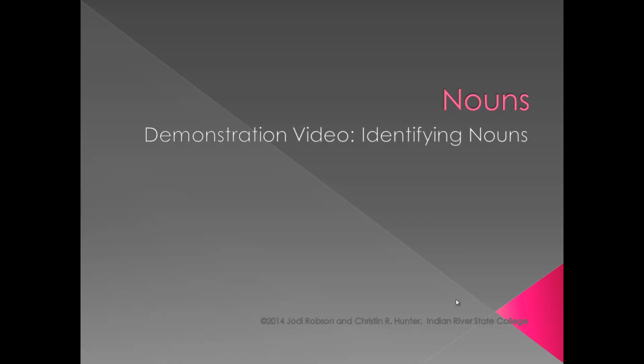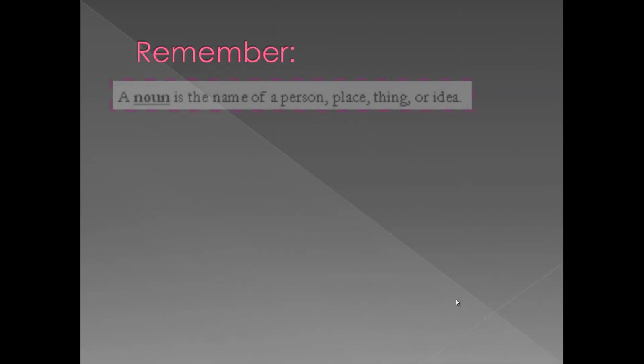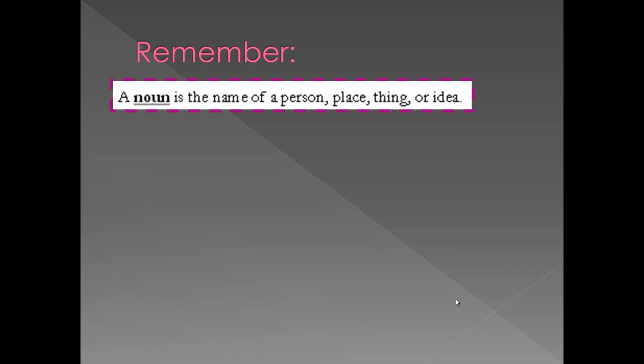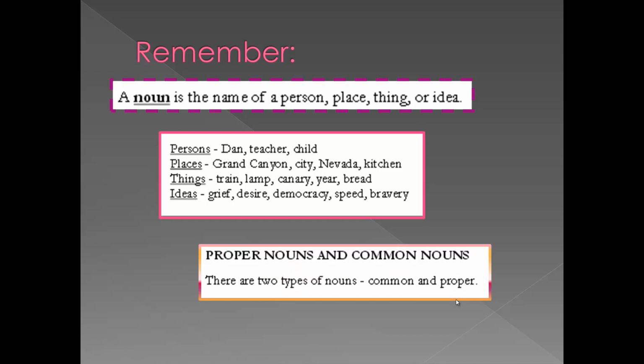Nouns. This is the demonstration video for identifying nouns in sentences. Remember that a noun is the name of a person, place, thing, or idea. Here are some examples of persons, places, things, or ideas, and you would have seen these in the instructional video. Take note that some of them are capitalized, and that's because there are two types of nouns, proper nouns and common nouns. Proper nouns, because they are titled or specific, will be capitalized.